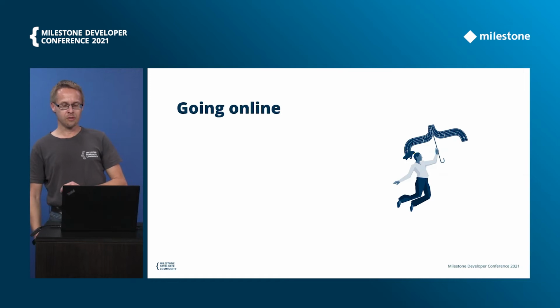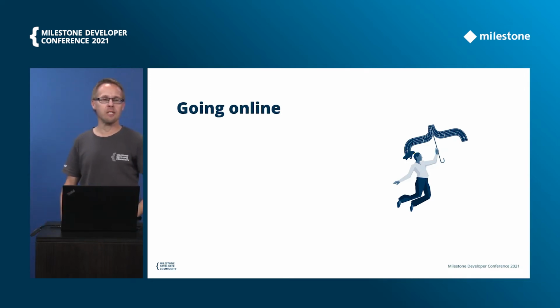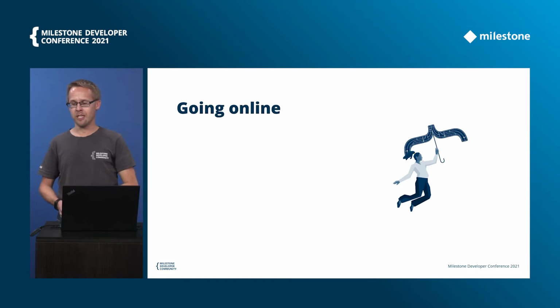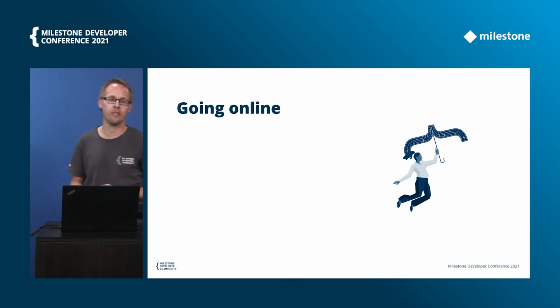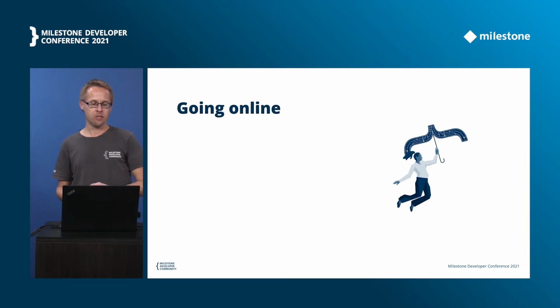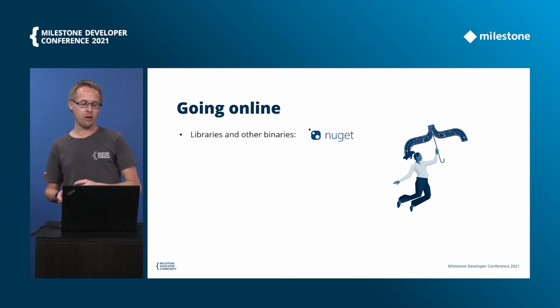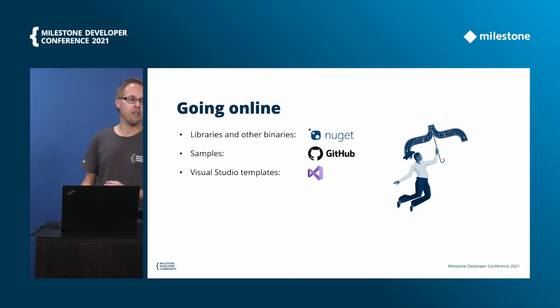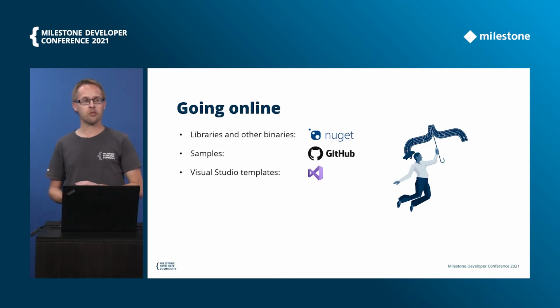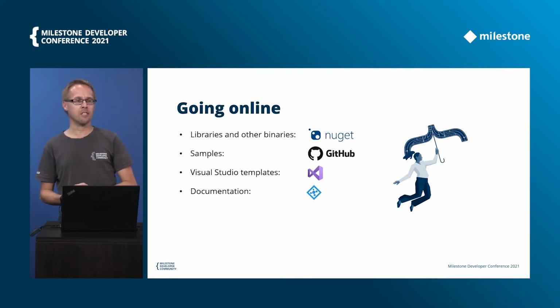So first of all, I would like to remind you about last year's message that we are going online, meaning that we are moving a bit away from the installer-based SDK and utilizing the different online resources for distribution of the different SDK components. First of all, the libraries and other binaries are distributed through NuGet. The samples have been uploaded to GitHub. Visual Studio templates are now available as a Visual Studio extension in the Visual Studio Marketplace. The documentation is, as it has been for a very long time, still available on our website.